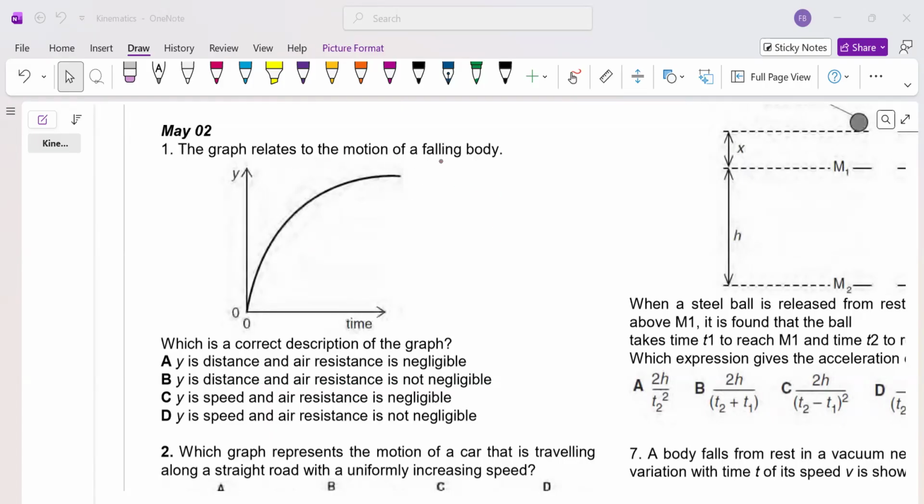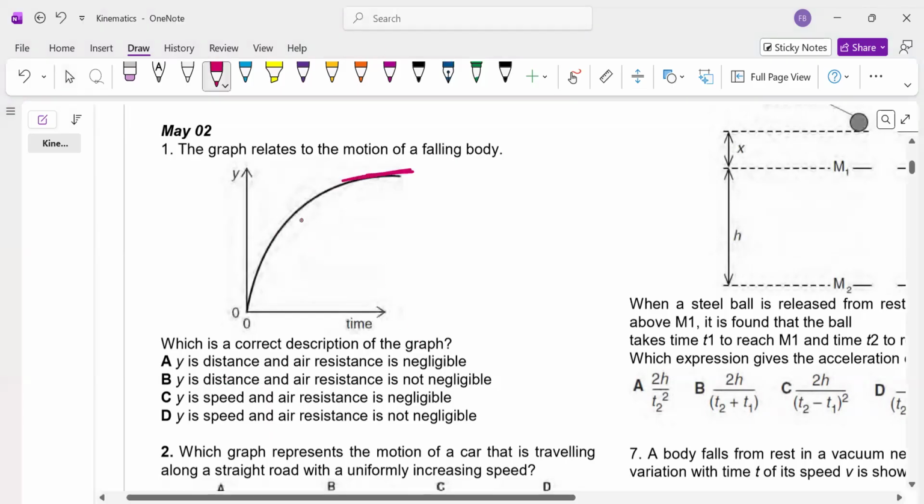The graph relates to the motion of a falling body, and this graph is leveling off over here. If you see, it is not steep. So what can be the possible option for this? It can be speed, and air resistance is negligible.